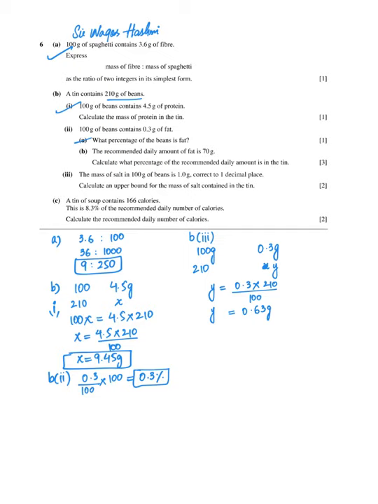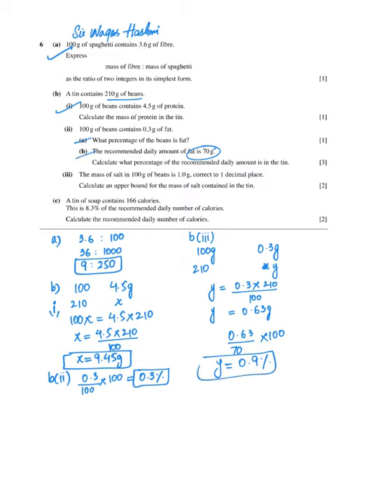It says to find the amount of fat as compared to the recommended amount. So that will be 0.63 divided by 70 and multiplied by 100, which equals 0.9%. All right, that is the answer of B part.